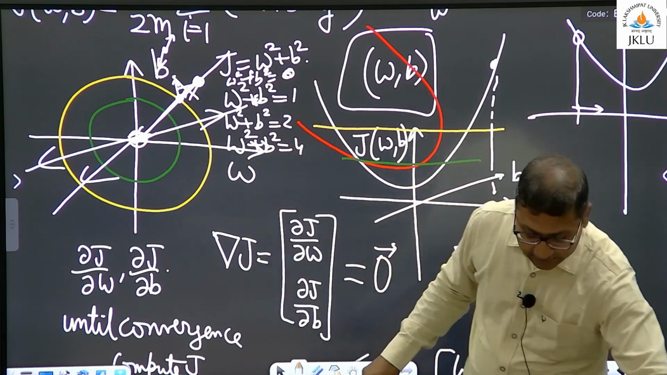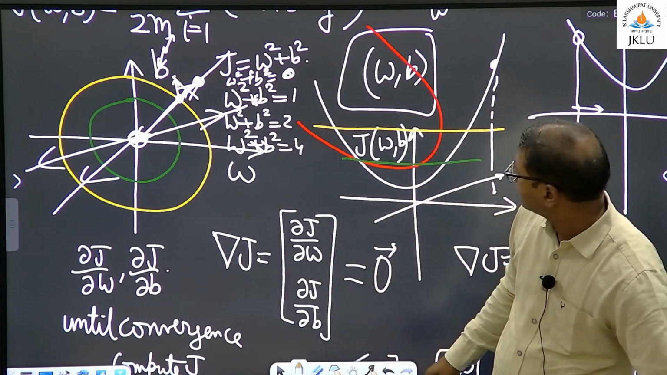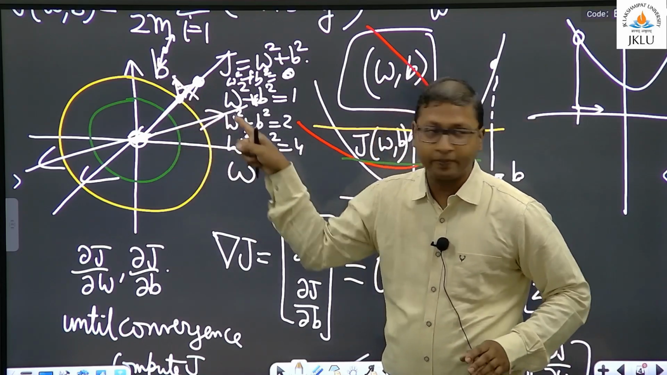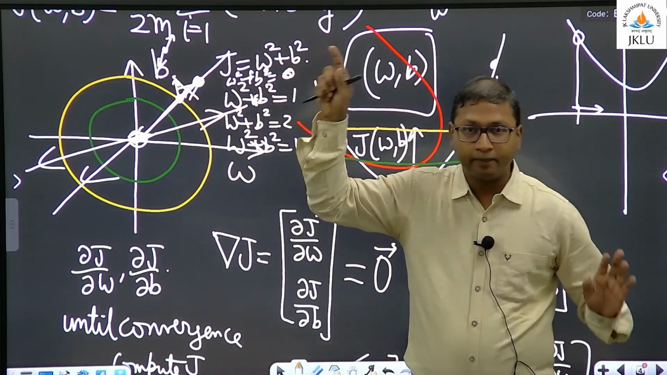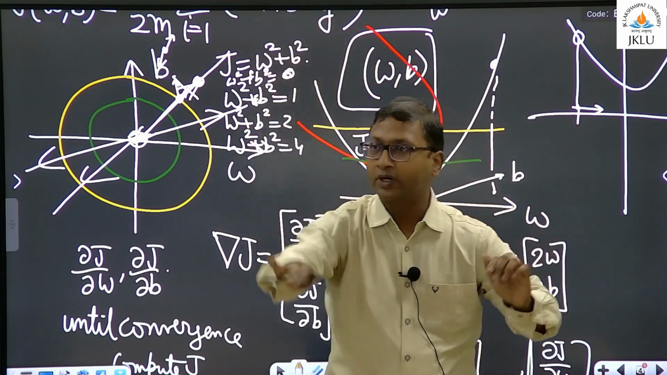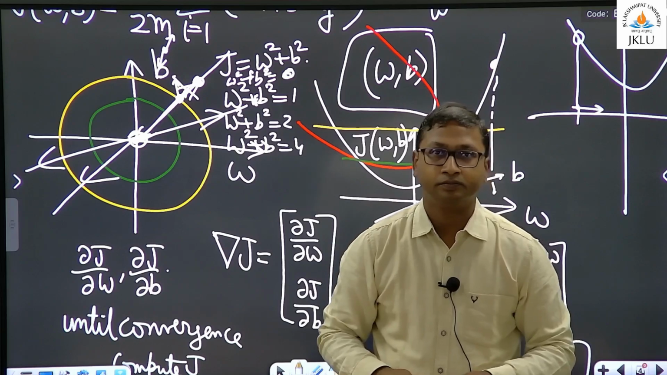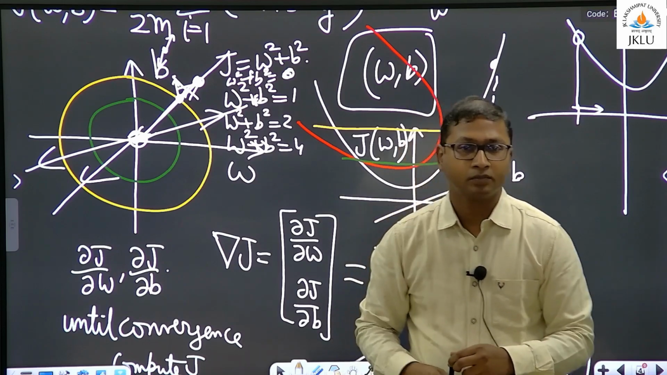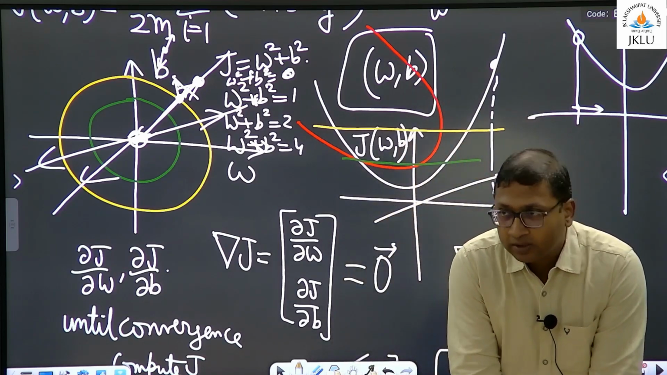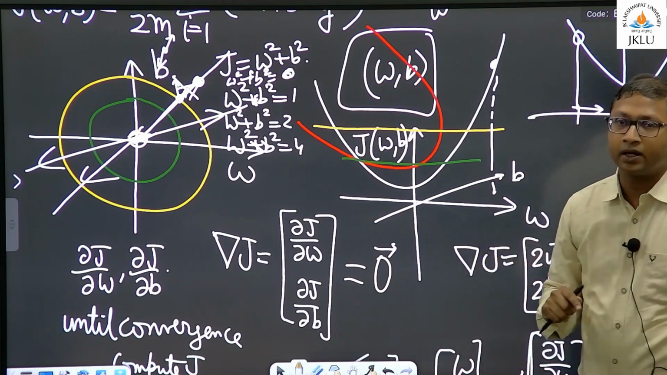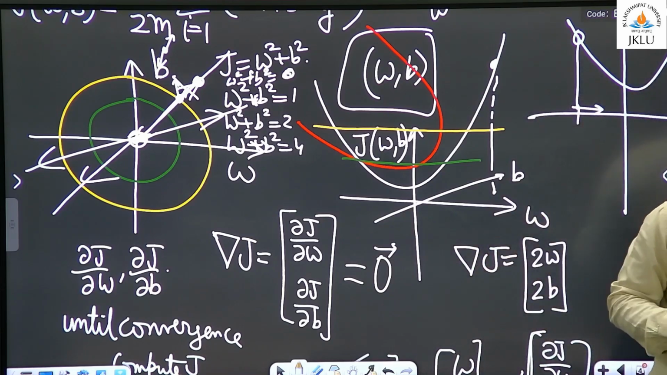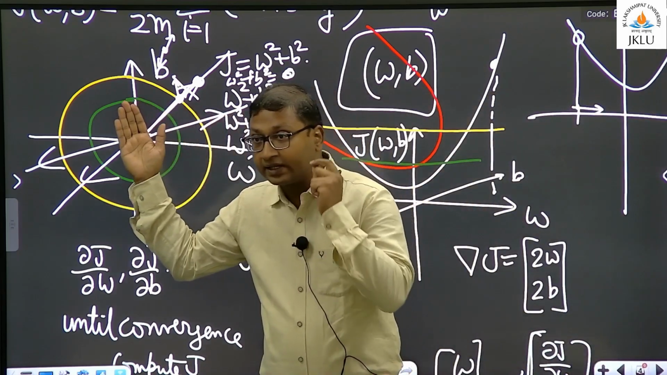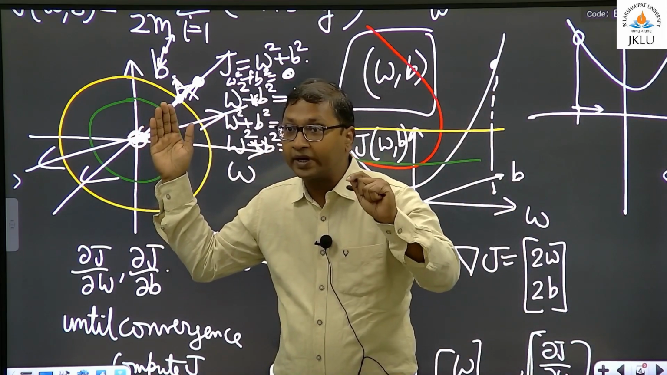Everything that is happening is happening on my WB plane. I am not up on a hill and trying to climb down. This vector is also on WB plane only. That's a good question. So where will my grad J lie? On the same plane, right? On the same plane, gradient will have 0 component in J direction.